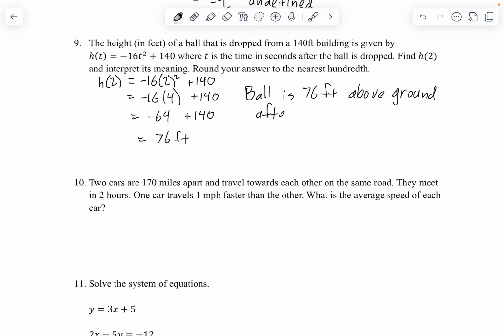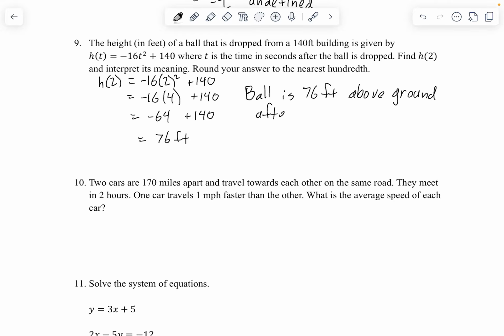All right, coming down here to number 10. 2 cars are 170 miles apart and travel towards each other on the same road. They meet in 2 hours. One car travels 1 mile per hour faster than the other. What is the average speed of each car?